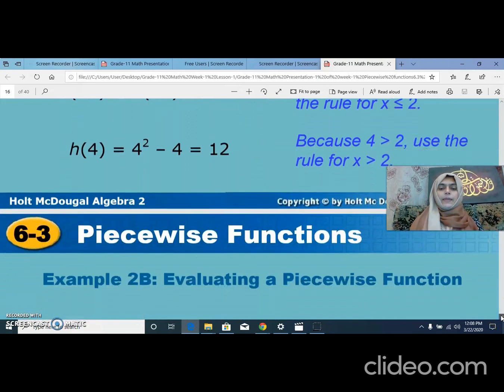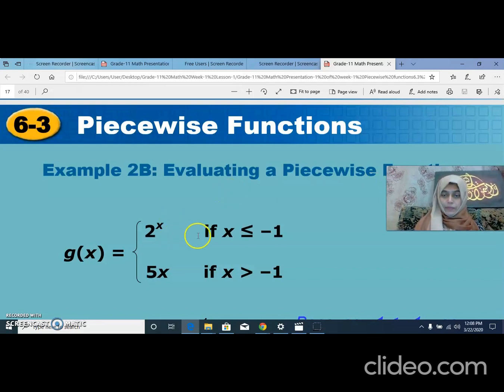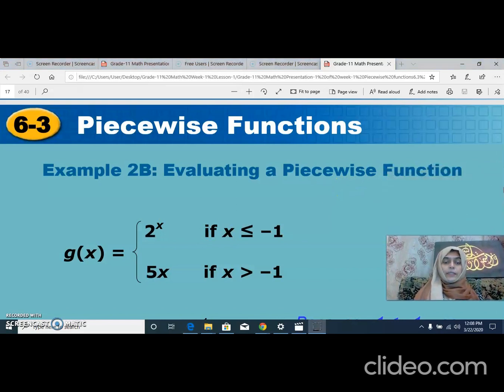We have another example. For sure you will do this one better than me. Can you see this is a piecewise function? Yes, you're right, because it combines two different functions. You have 2 to the power of x. What kind of function is that? Well done, it's an exponential function. And what is 5x? Excellent, it's a linear function. So it combines two different functions.